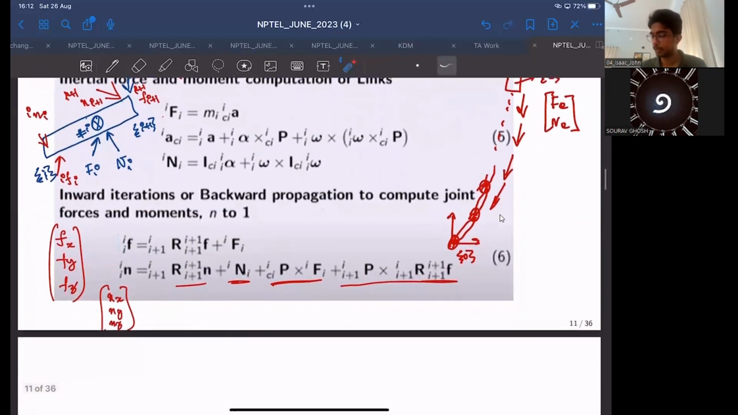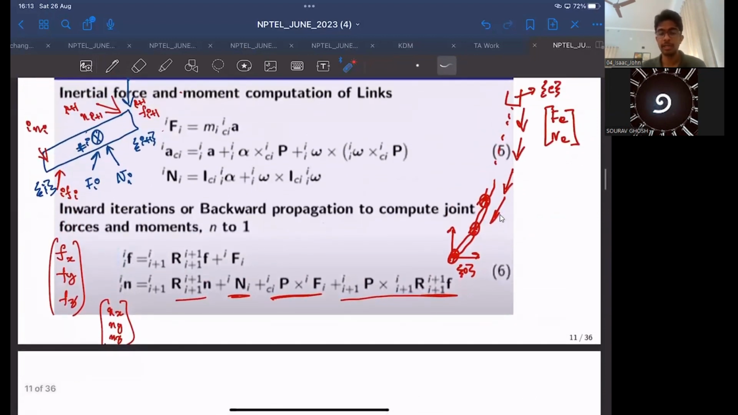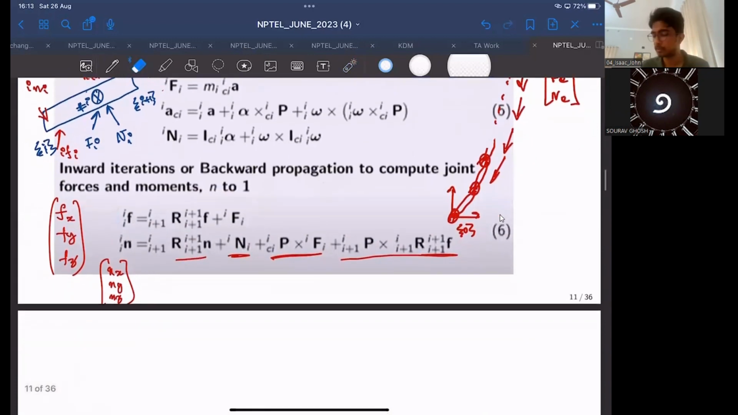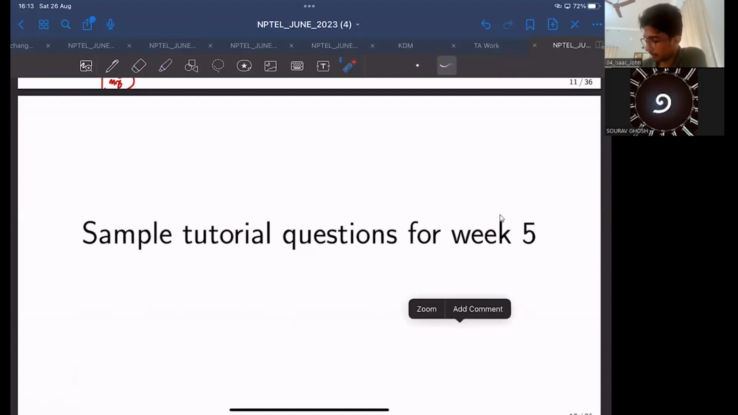That's about it, the propagation. So depending on the kind of joints, this could become tau or this could become tau. And using backward propagation, we'll be able to successively find all the joint forces or the joint torques whenever applicable. And with that, we'll solve some sample questions regarding week 5 using whatever we have discussed.